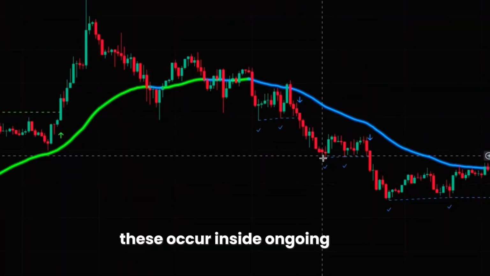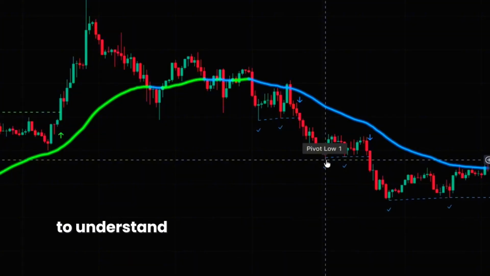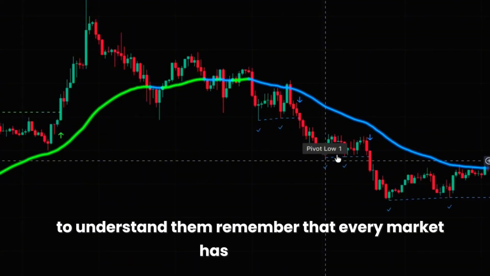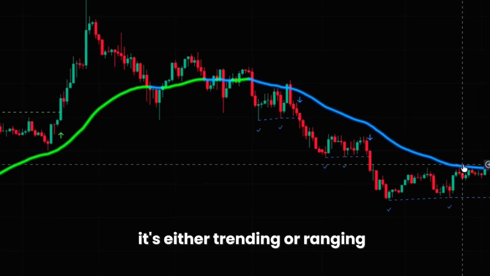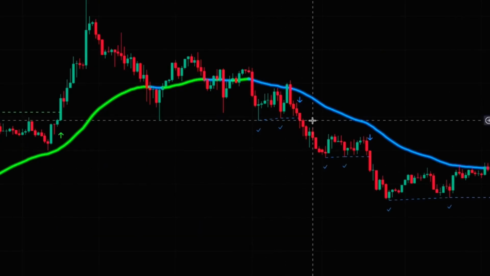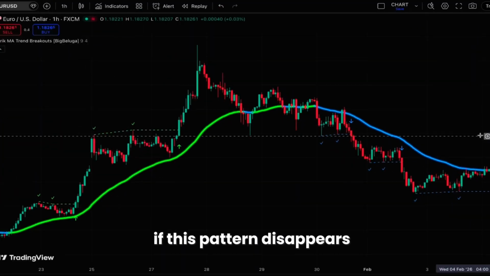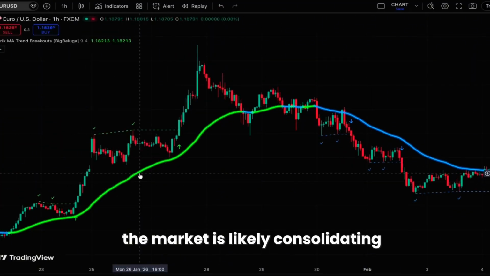These occur inside ongoing trends and highlight where price breaks through key levels. To understand them, remember that every market has structure. It's either trending or ranging. In an uptrend, price forms higher highs and higher lows. In a downtrend, it forms lower highs and lower lows. If this pattern disappears, the market is likely consolidating.